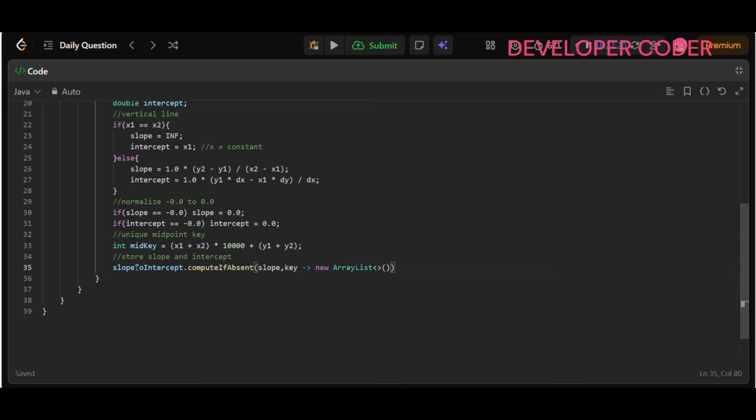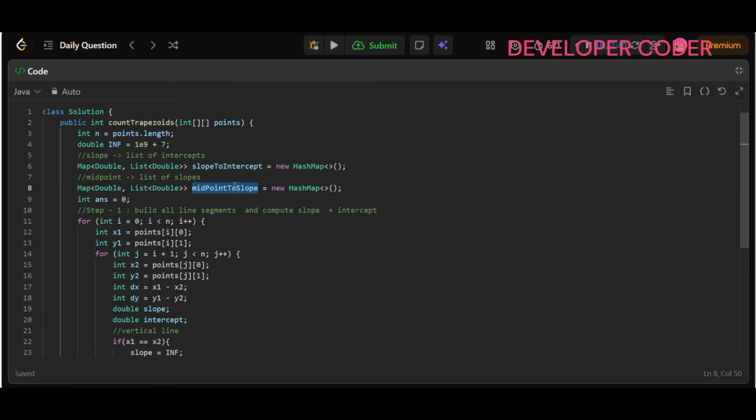You have created one ArrayList. Now in this ArrayList, just add the value of the intercept that you are finding. This is what you have to do. Clear?